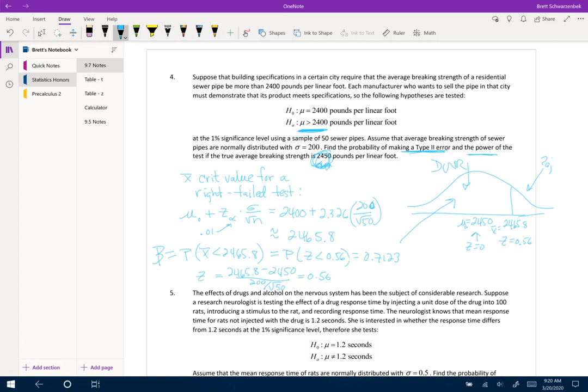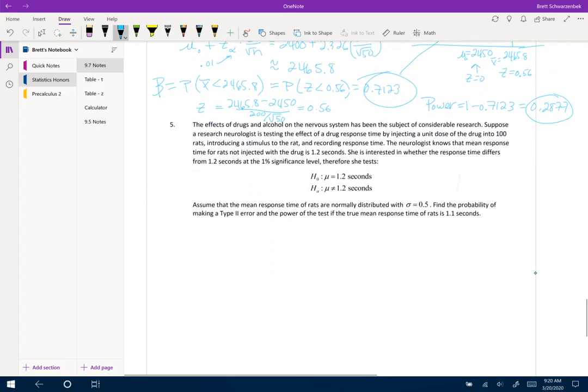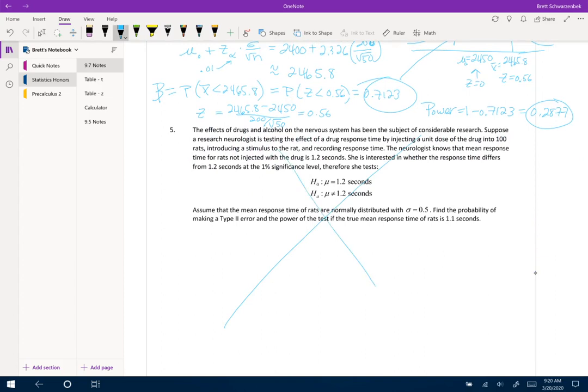So therefore, the power is going to be equal to 1 minus 0.7123, which is going to give us 0.2877. Okay, and those are our two results for our problem. A small note for number 5, we're not going to be covering a two-tailed test in this setting, so don't worry about that.